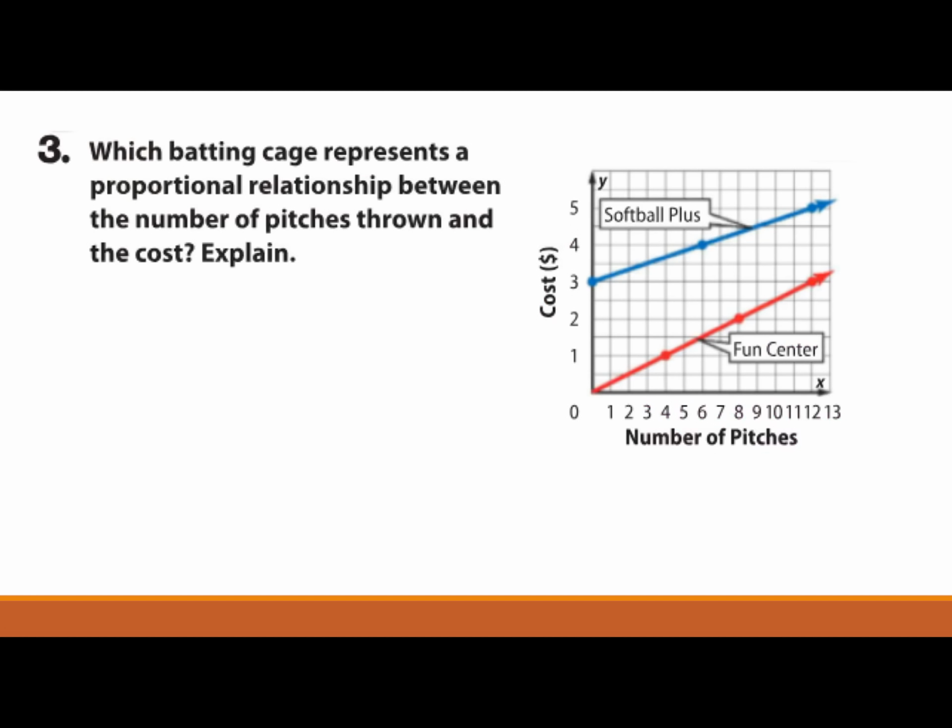All right, I want you to just look at this, and I want you to answer this. I'll give you a couple seconds after I read the question. Just do this mentally. Number 3, it says, which batting cage represents a proportional relationship between the number of pitches thrown and the cost? Explain. All right, give me a couple seconds. Which one's proportional? Is it softball plus? Okay, this line represents softball plus.